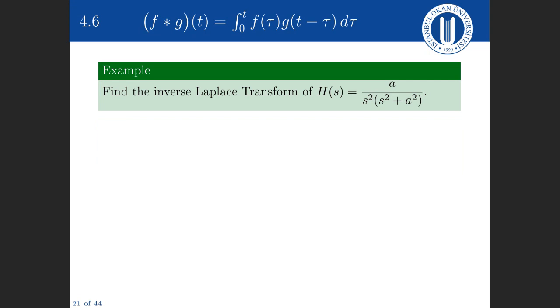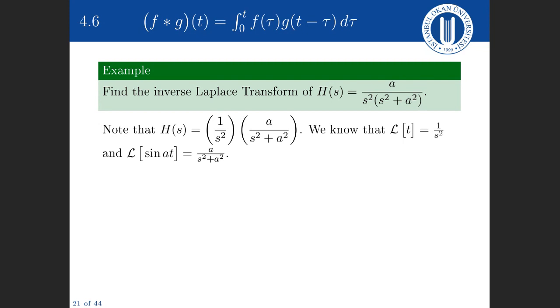For example, find the inverse Laplace transform of a divided by s squared times s squared plus a squared, where a is a constant. Now what do we have here? We have two functions multiplied together. We have the function 1 over s squared and the function a over s squared plus a squared. And we know the inverse Laplace transform of each one of these. We know that the Laplace transform of t is 1 over s squared, that's the first one. And we know that the Laplace transform of sine at is a over s squared plus a squared, which is our second function.